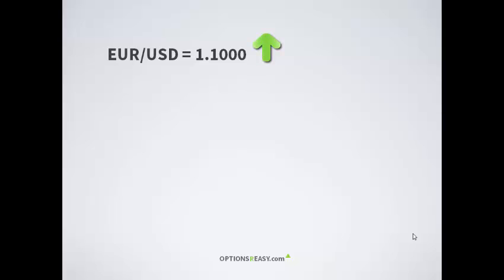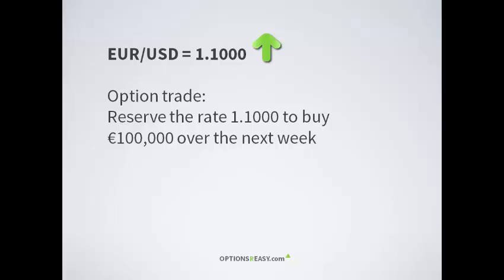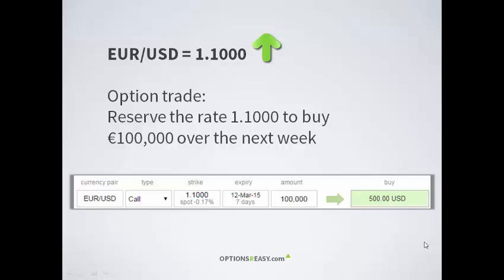To trade this expectation, we could use an option to reserve a buy rate to buy 100,000 euros at 1.10 over the next week. And if we are right, and the market does go up, then the option will become more valuable and we will make a profit. And here's how that option trade looks in the platform. Notice that it's a call option since we're reserving a buy rate in the market.